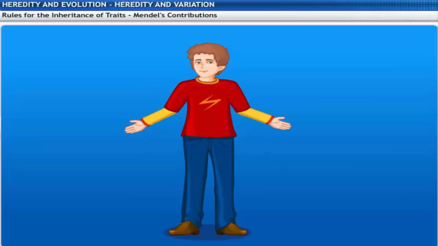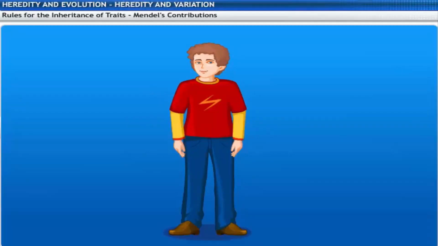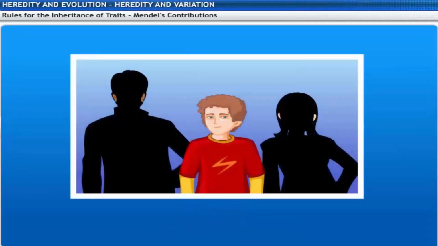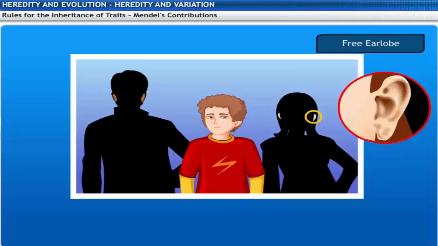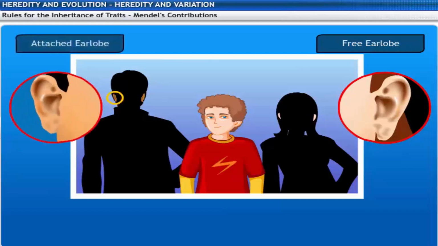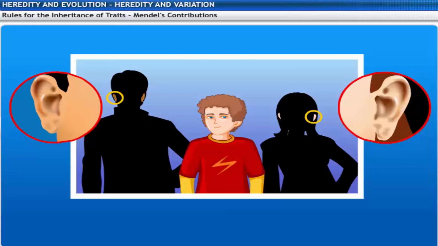I don't think I've understood completely. Let's take another example to make things clear. The human population has two variants of earlobes. Some have free earlobes, while others have attached earlobes. A particular mechanism is responsible for such variations.